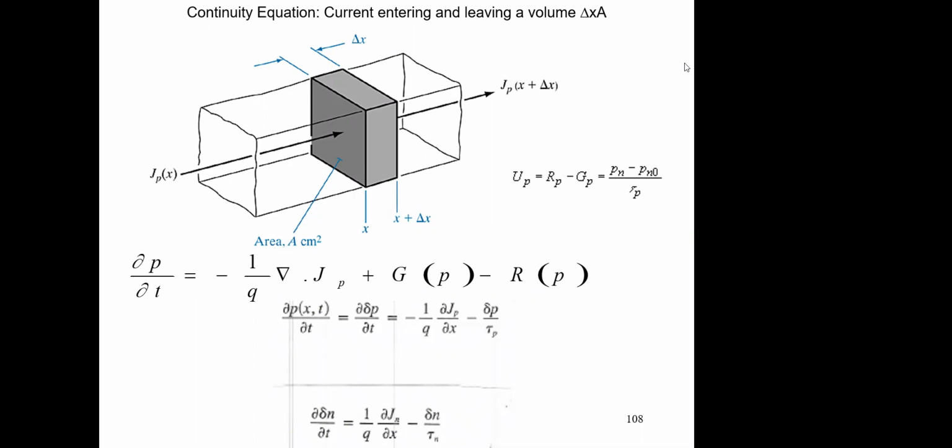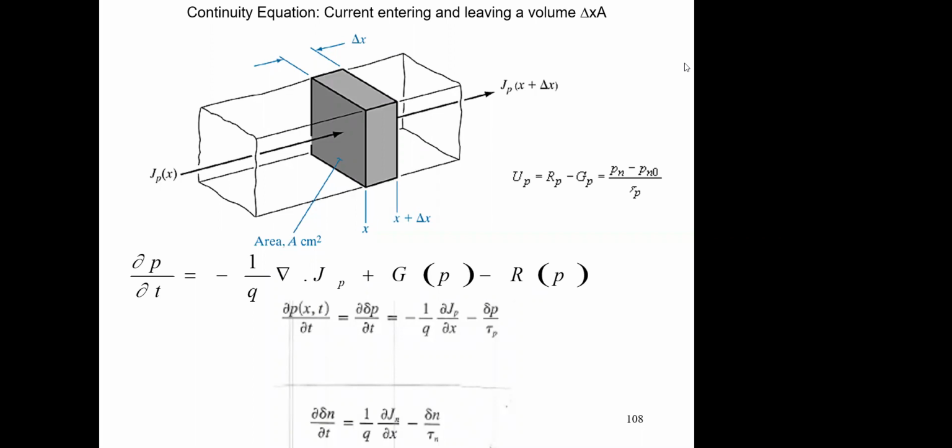Clearly, if there's more current flowing in than flowing out, the carrier concentration of holes within that volume as a function of time, del P del T, will increase with time, right? If there's more holes flowing in than flowing out. On the other hand, if there's more holes flowing out than flowing in, del P del T should go down with time, okay?